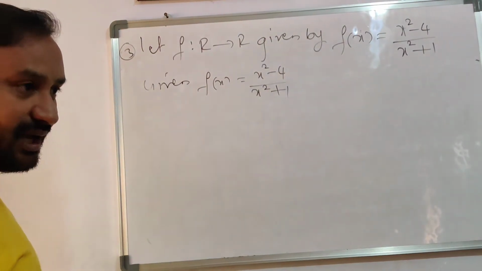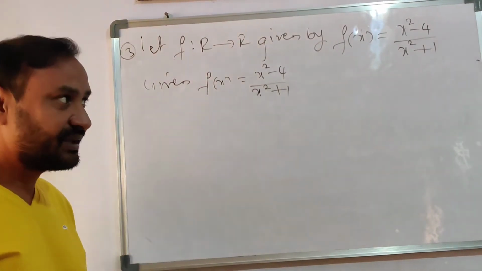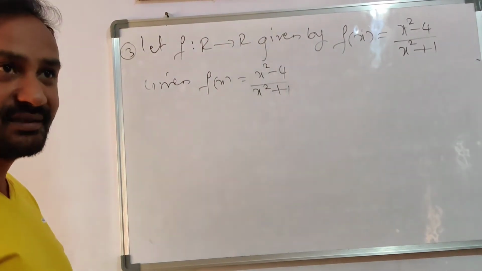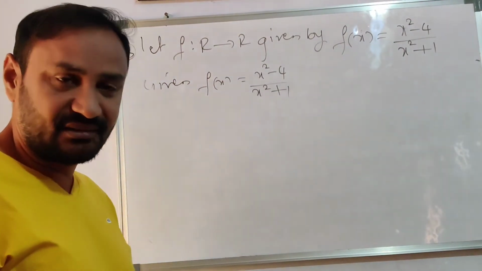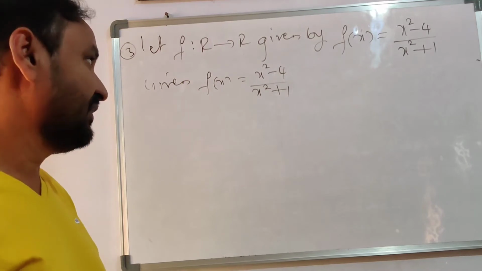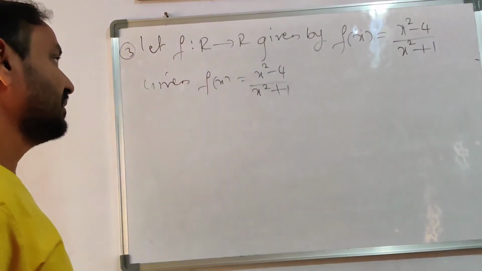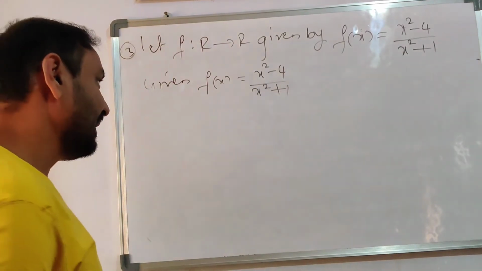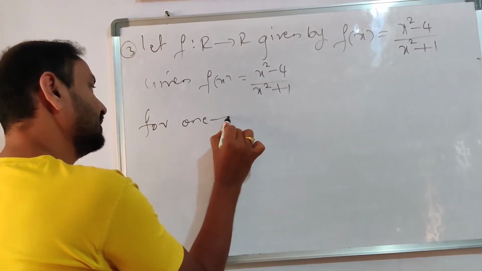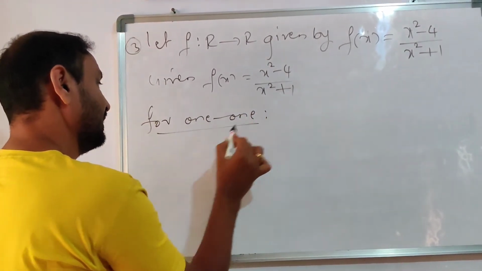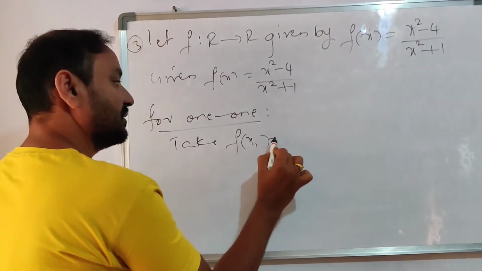So here we have the mathematical definition. What is the mathematical definition of a one-one function? For x1, x2 belonging to A, such that f(x1) = f(x2), then x1 = x2. That is the mathematical definition of a one-one function. So for one-one, take f(x1) = f(x2).